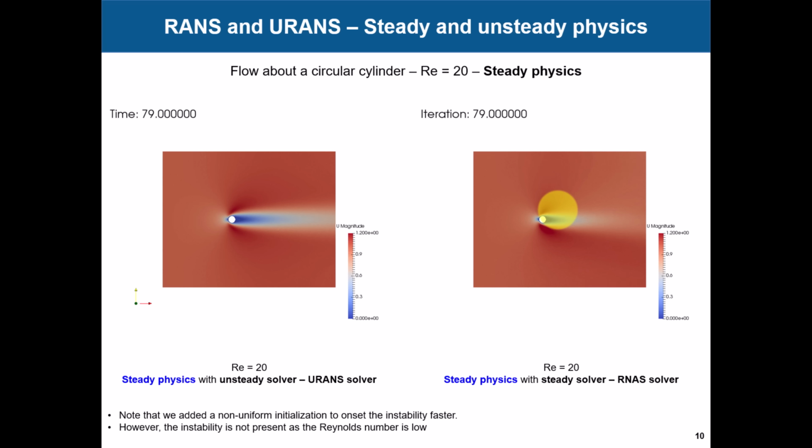In this case, at Reynolds 20, there is no von Karman street. It is truly steady. In industrial applications, you don't find this very often. So in this case, you can use a URANS solver, but also a RANS solver with no problems. Okay, so here should be RANS, and there is no problem here.